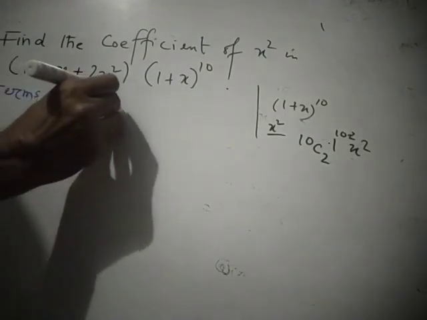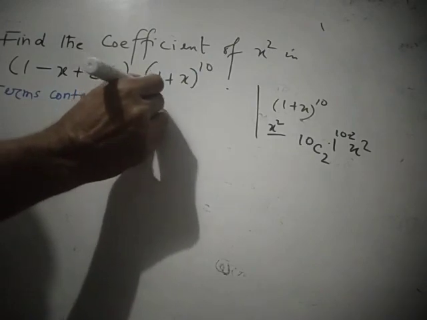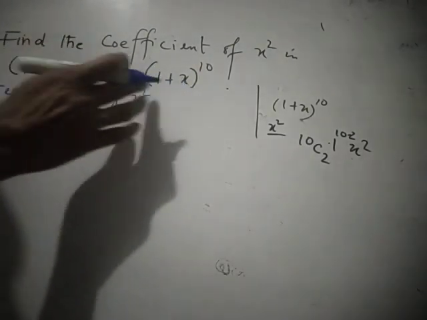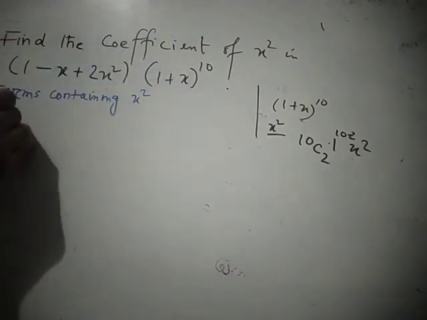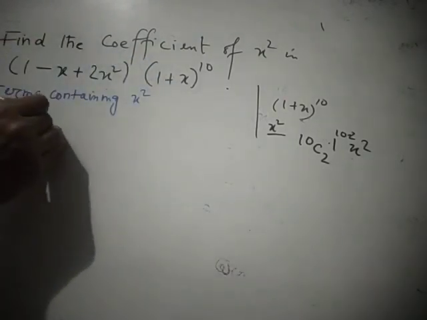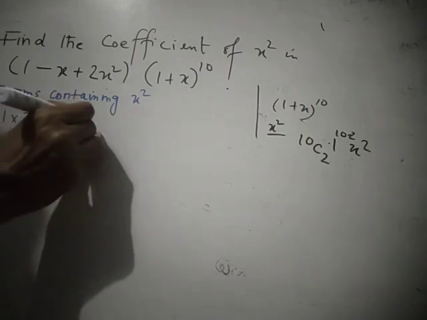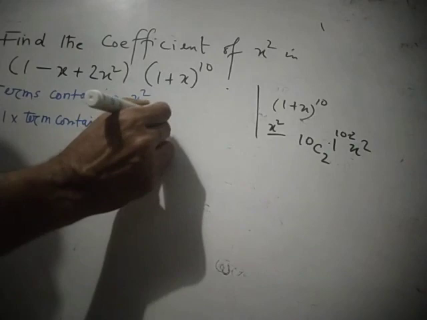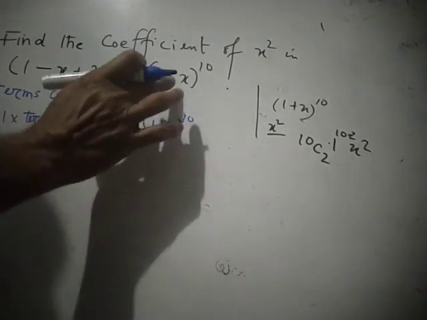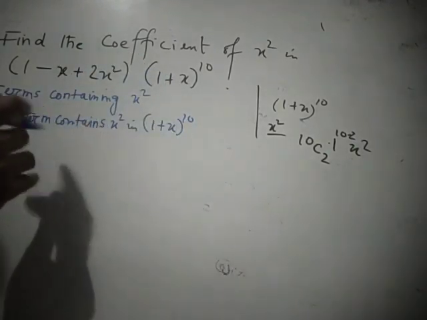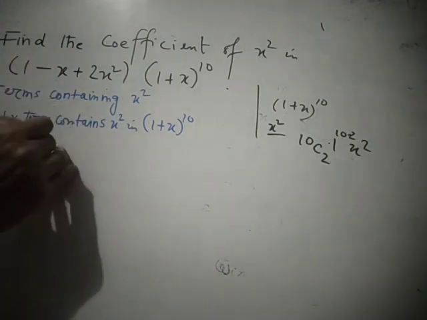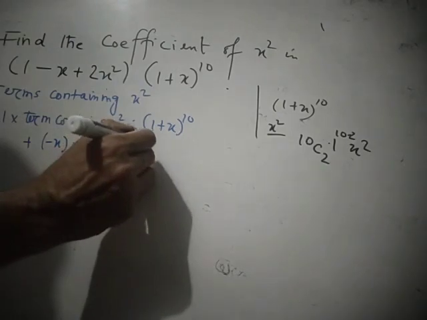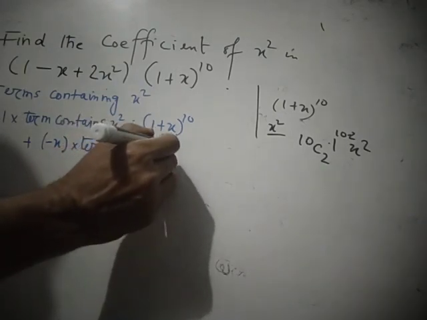As there are more than one terms, we will find the terms containing x square. First, 1 into the term containing x square in the expansion of (1 plus x) whole to the power 10. Then plus the second term, minus x into the term containing x in the expansion of (1 plus x) whole to the power 10.